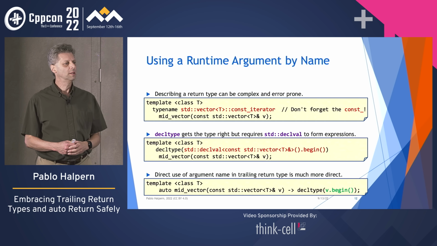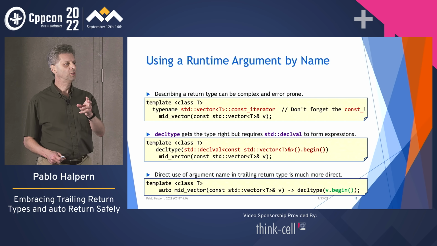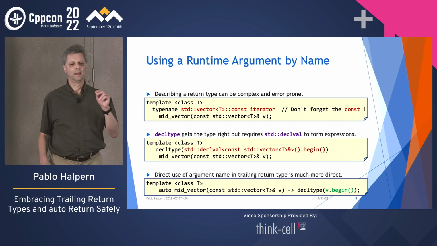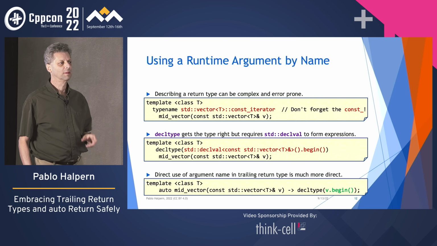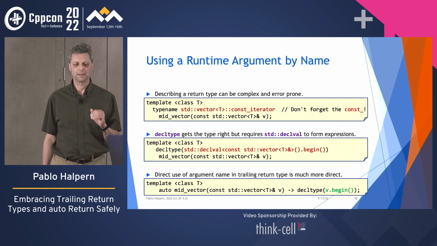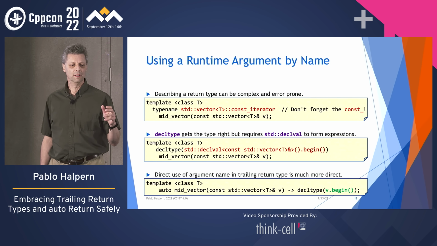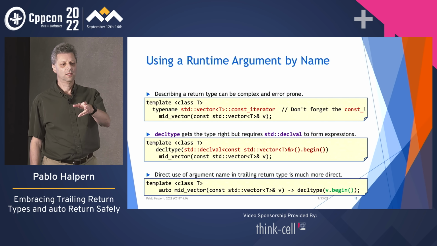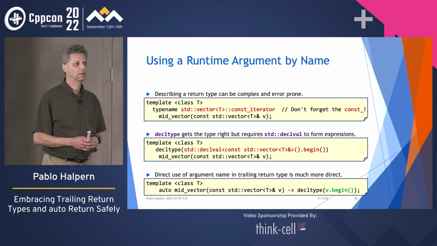The more important benefit you get from here is the ability to refer to one of your arguments by name. And this is always in the context of a decltype, and we'll look at that in a second. So the first example is doing it the hard way. We're returning an iterator to the middle of this vector, and we have to specify that return type. That first return type is pretty hard to type out, right?